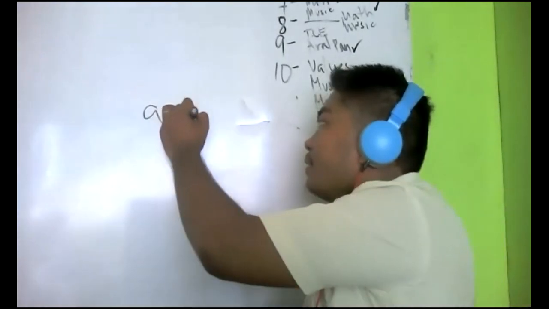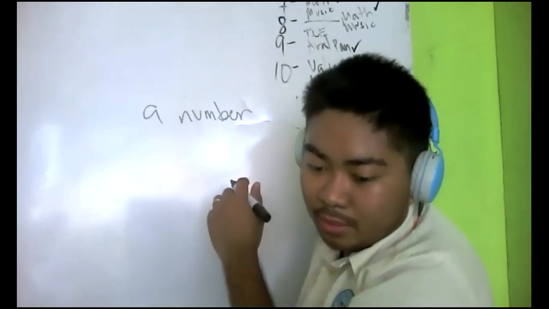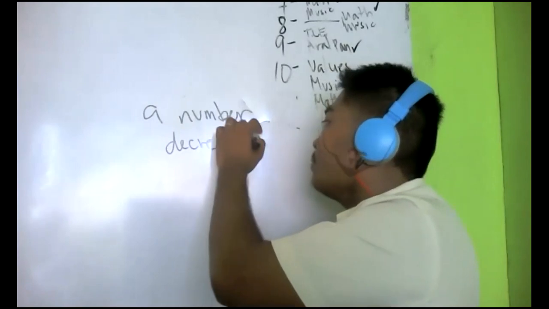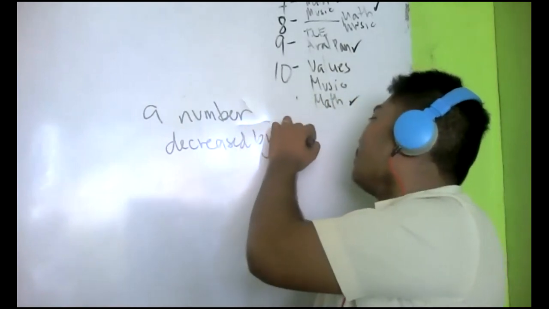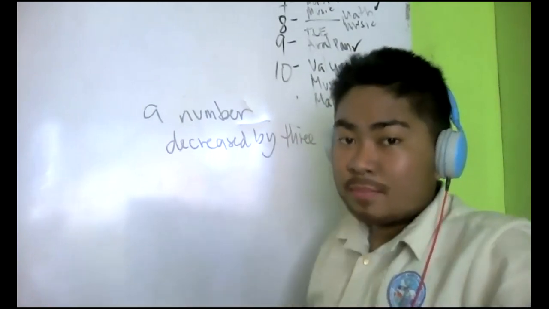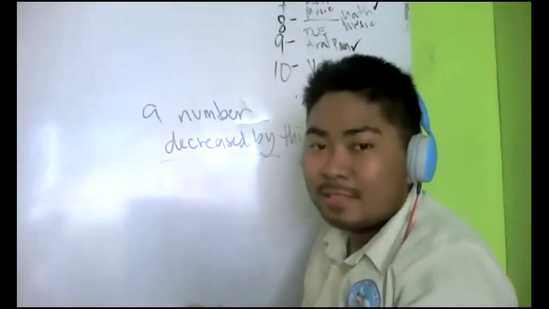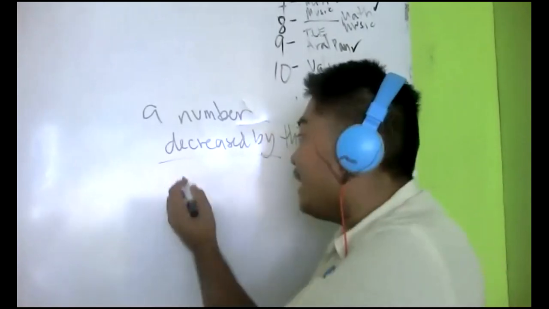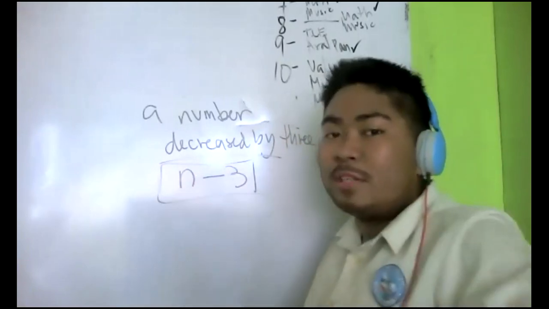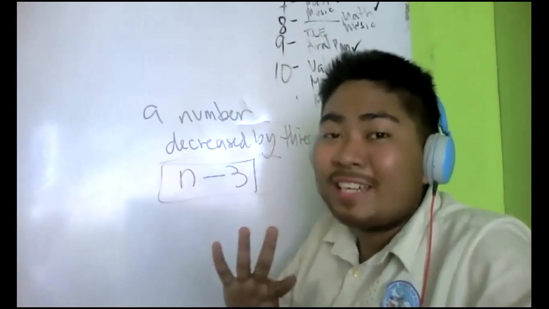Ito. A number decrease by 3. Ayan, paano yan? n minus 3. Kapag decrease, bawasan lang. So a number minus 3. You don't want to switch? No need. Isi-switch lang natin siya kapag less than.